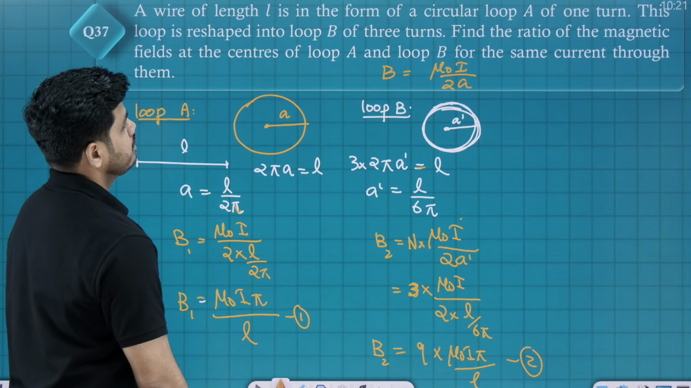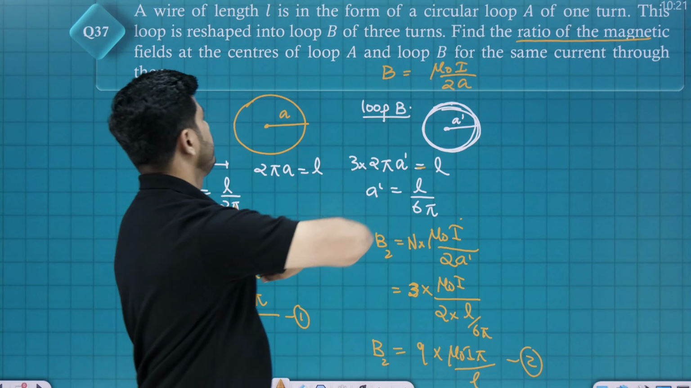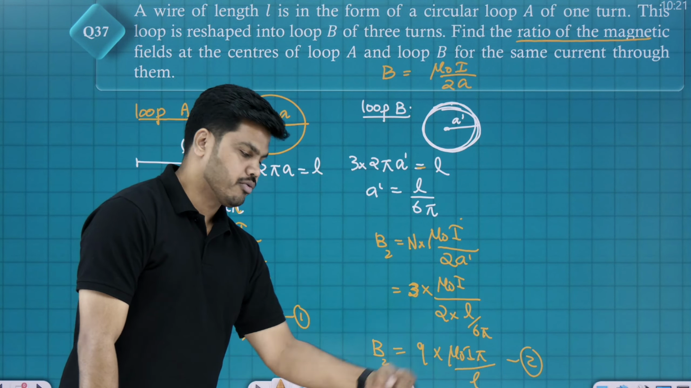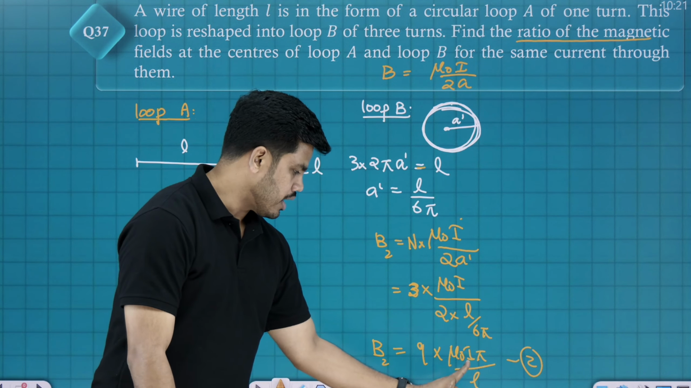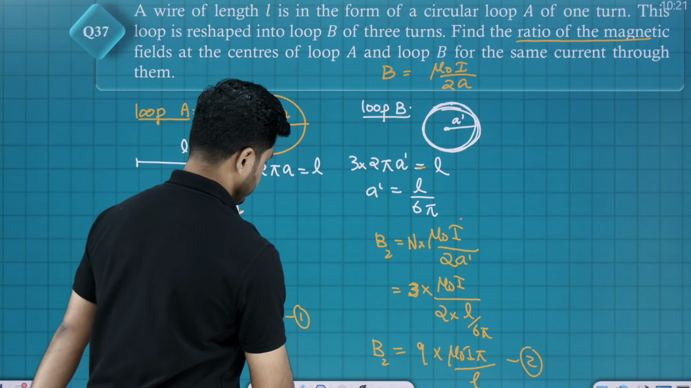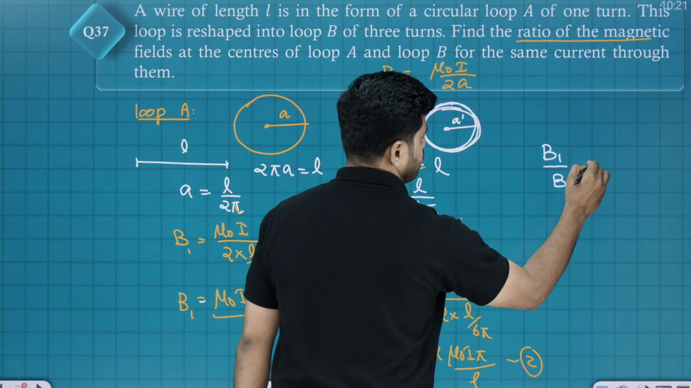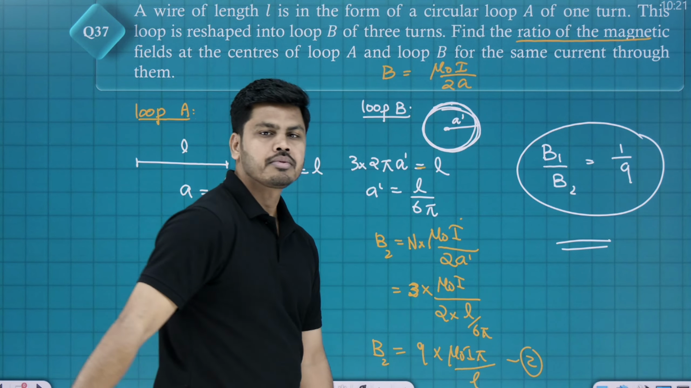Now the question is to find the ratio of magnetic field at the center due to these 2 loops. That is simply the ratio of equation number 1 and equation number 2. See, look at this, mu naught I pi by L, mu naught I pi by L, they get cancelled. So what is B1 by B2? Simply, B1 by B2 is going to be 1 by 9, right? That is the final answer.